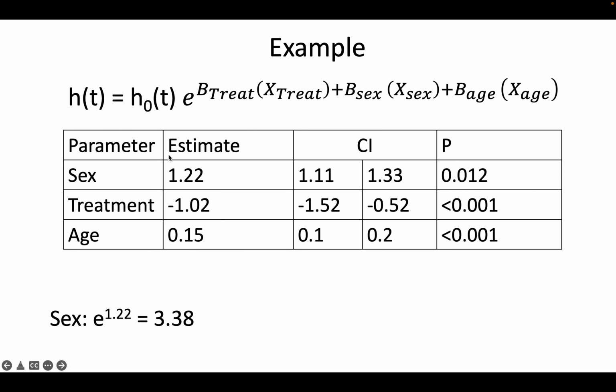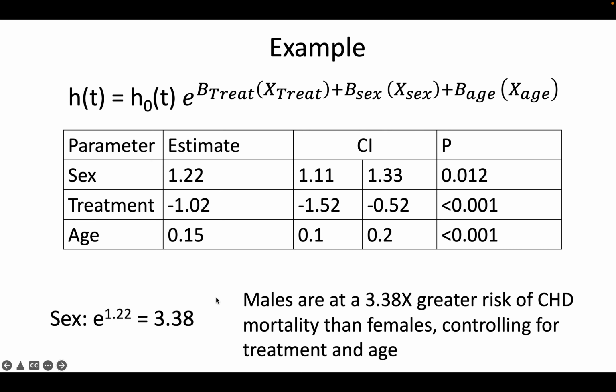Because it's a multiplicative scale, we need to exponentiate this coefficient to get a measure of effect. So when exponentiated, the hazard ratio for sex is 3.38. And because we had females as the referent, that means that males are at a 3.38 times greater risk of coronary heart disease than females when controlling for the other 2 factors, treatment and age.